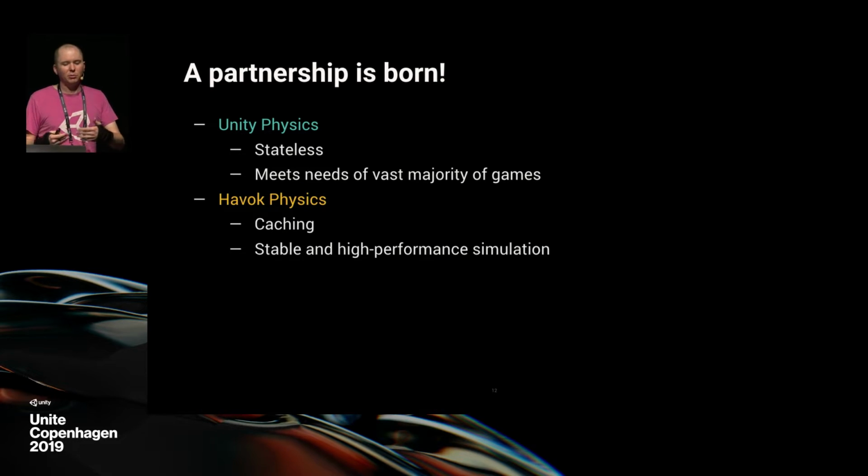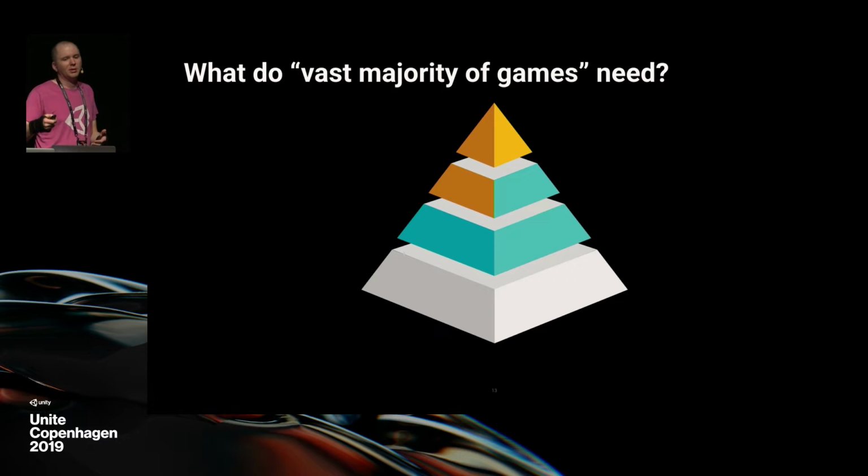But you get sort of more stable and high-performance simulation in large environments in this case. So I want to unpack this concept of what we think a vast majority of games actually need, because this can maybe sound controversial to people. They might react and say, well, you have a physics engine here that doesn't actually implement stable stacking. How can you say that that meets the needs of a vast majority of games?